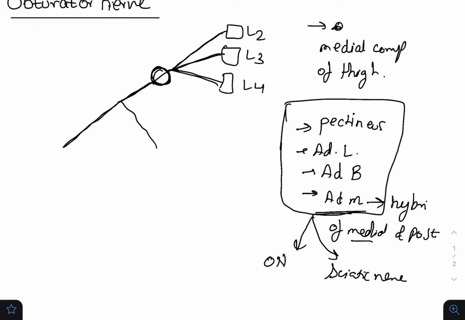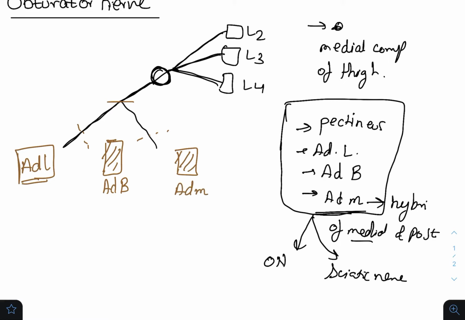So obturator nerve divides into anterior division and posterior division. The difference between the anterior division and the posterior division is made by the muscle adductor brevis. Okay, so adductor brevis divides the anterior and the posterior part of the obturator nerve, and the adductor longus lies in front of the anterior part and the adductor magnus lies behind the posterior part.